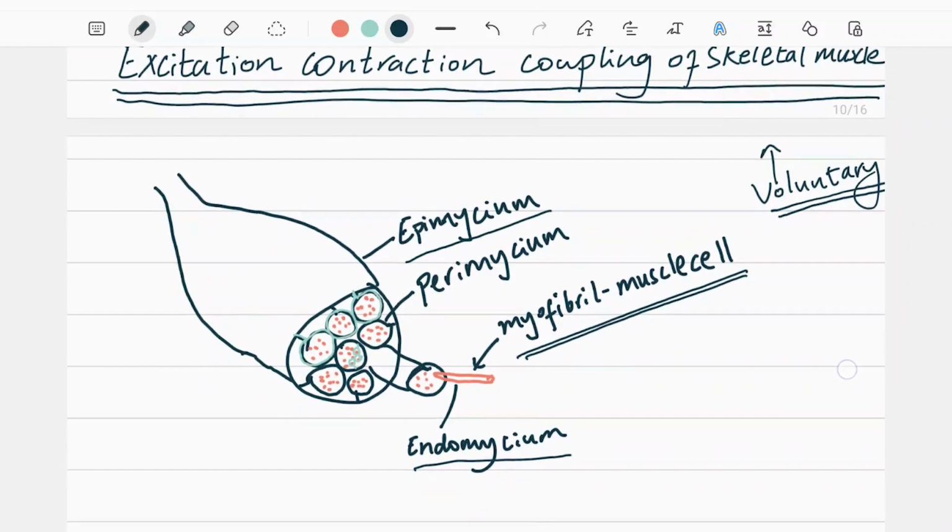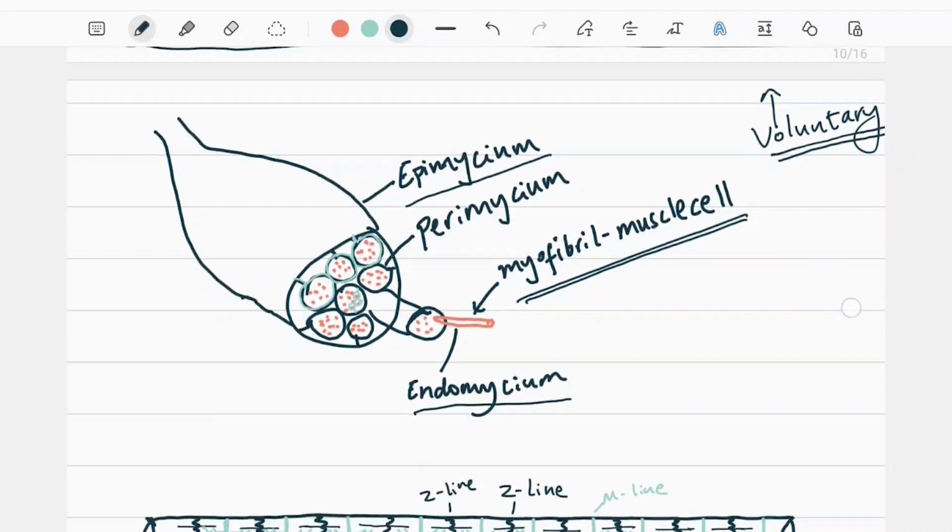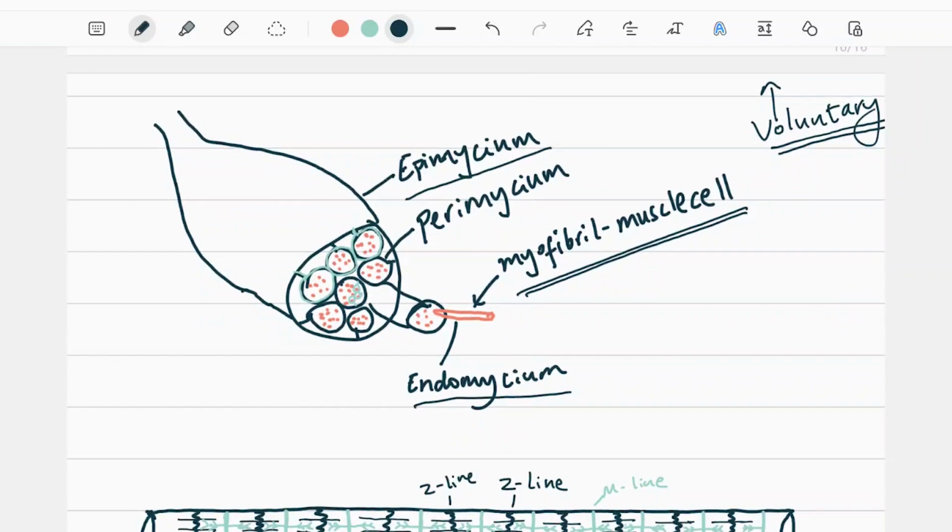You should be aware that this voluntary movement which you need, for example to pick up a pen or to walk from point A to point B, requires certain things to take place, a certain algorithm which we will go through, which allows you to cause contraction of the muscle. So let's get into the structure first of all.